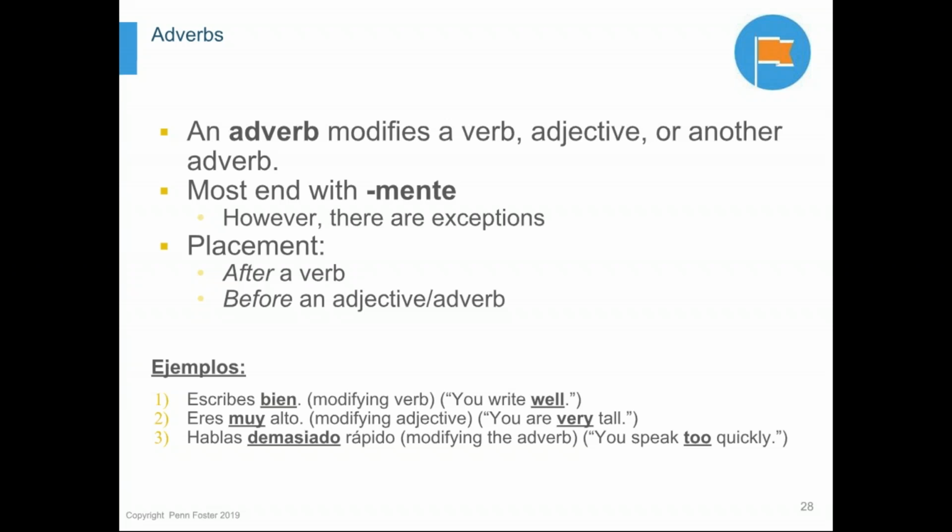Escribes is the verb, bien is the adverb. Bien is one of the very few that does not end in mente. Or you can place an adverb before an adjective or another adverb, which you can see in examples 2 and 3 down below.